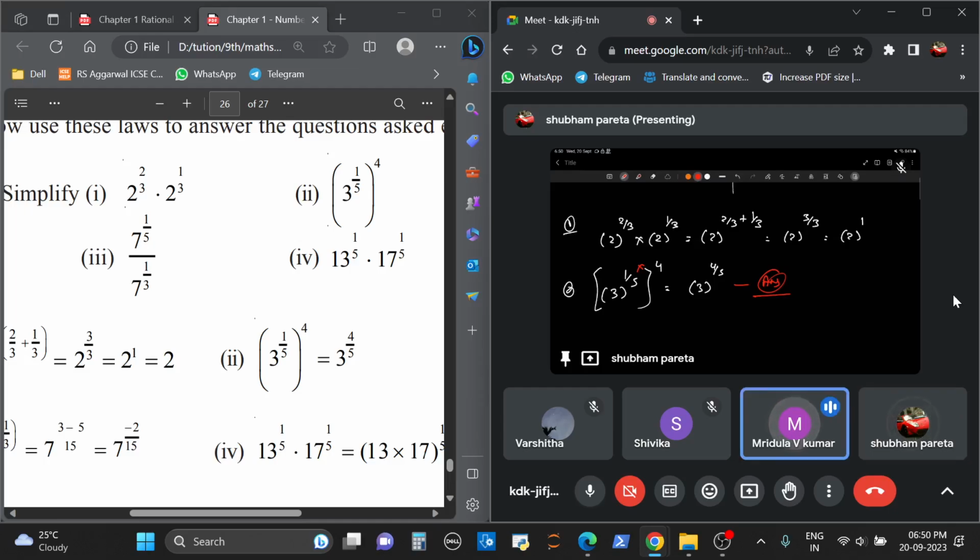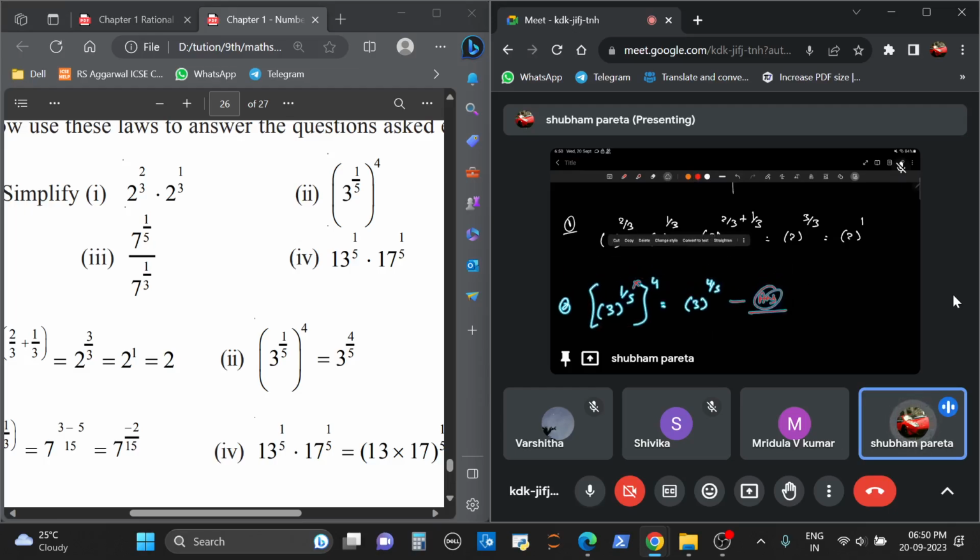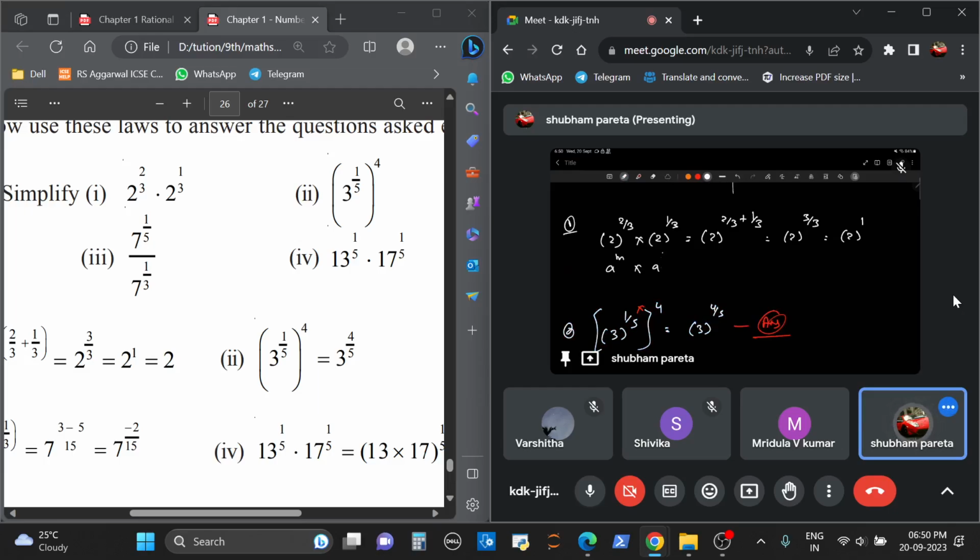So I couldn't get the 2... See, this is the property basically. Okay, what does the property say? The property says a to the power m multiplied by a to the power n, so this property is saying a to the power m plus n. This is the property, isn't it?